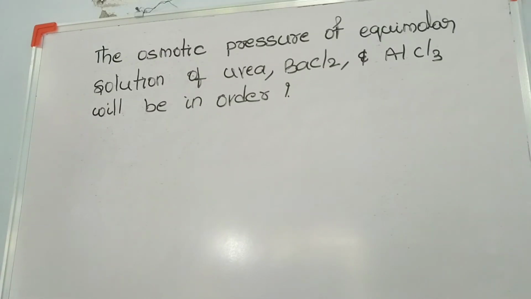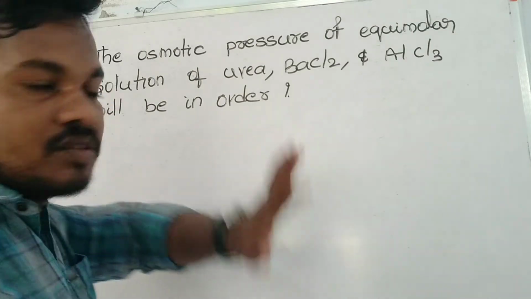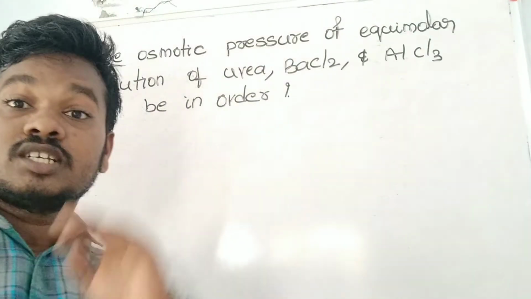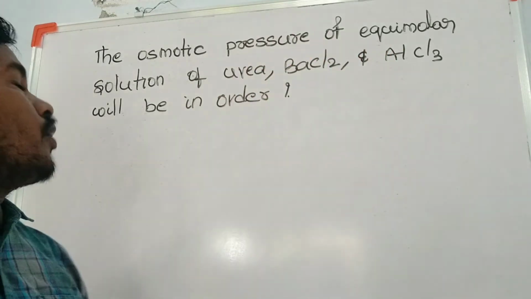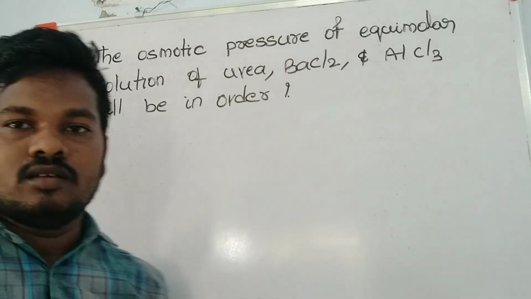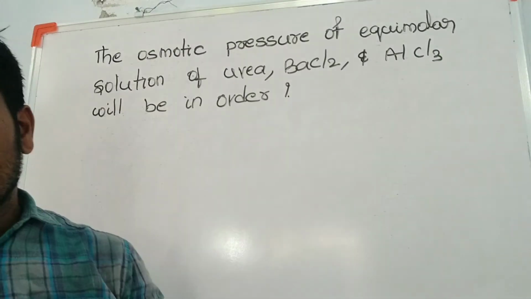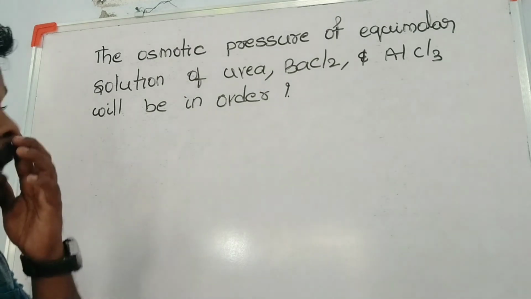See the next question. If you observe the question, the osmotic pressure of equimolar, that means molarity is the same, concentration is the same, of urea, barium chloride and aluminum chloride. So BaCl2, urea and aluminum chloride. What will be the increasing order? We have to calculate the i value.